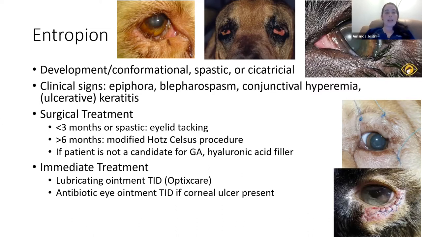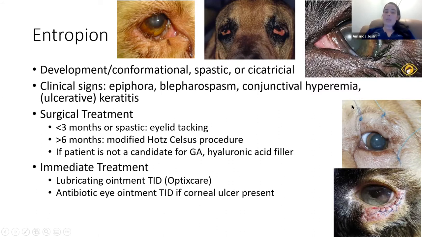The treatment depends on what your patient is and what you're dealing with. If it's just spastic entropion from an ulcer, you just treat the underlying problem. If it's spastic and a superficial non-infected ulcer, we can always put a contact lens on. If it is an animal less than 3 months old, typically we start with tacking. We do several vertical mattress sutures to overemphasize pulling out the eyelid, physically holding the eyelid open.